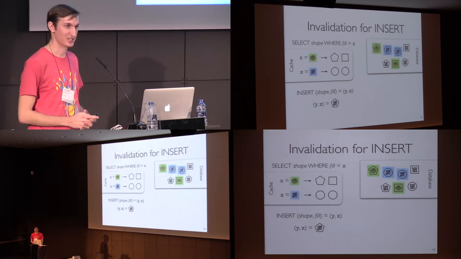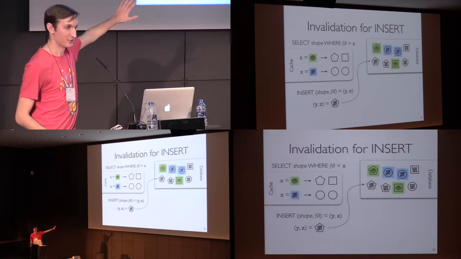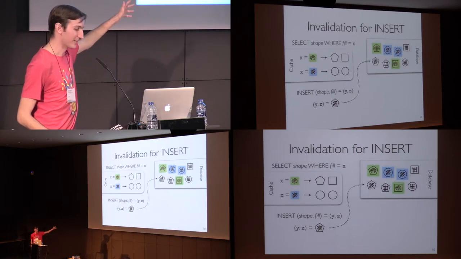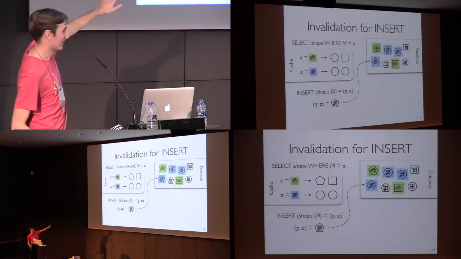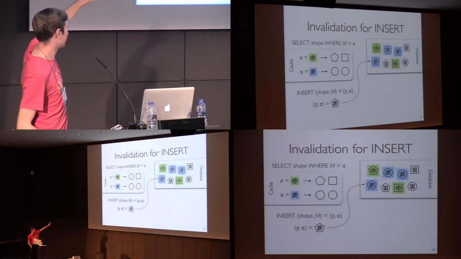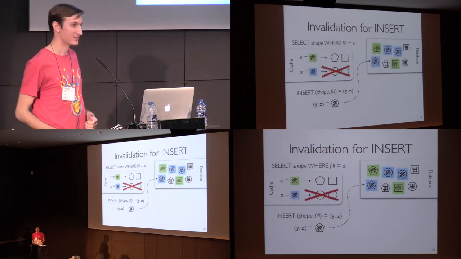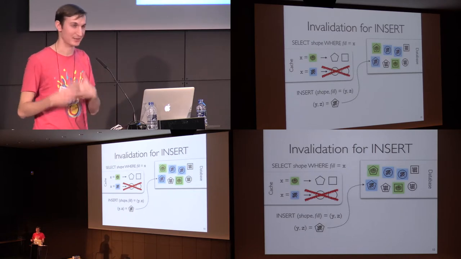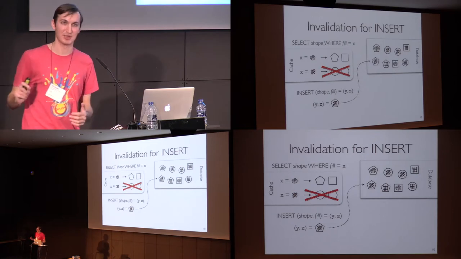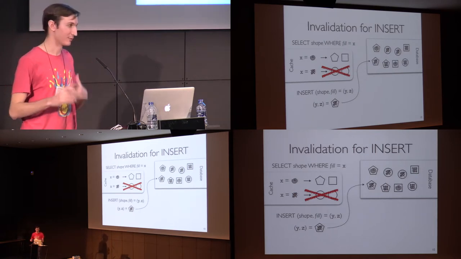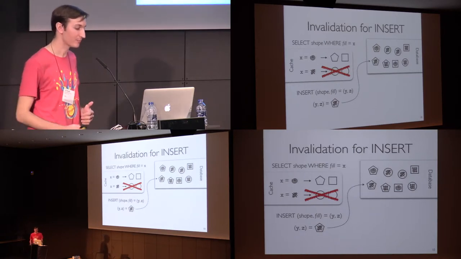Now let's suppose we insert a scribble pentagon into the database. We ask, what cache entries need to be invalidated? Well, here the scribble pentagon would have been selected by the blue query. So the result of the blue query has changed. So the cache entry for the blue query is old, so we have to invalidate it. This is a pretty simple example, pretty easy to do intuitively in your head. But the question is, how can we come up with this invalidation policy automatically? We want to write a program that does this automatically for every query-update pair in the program.